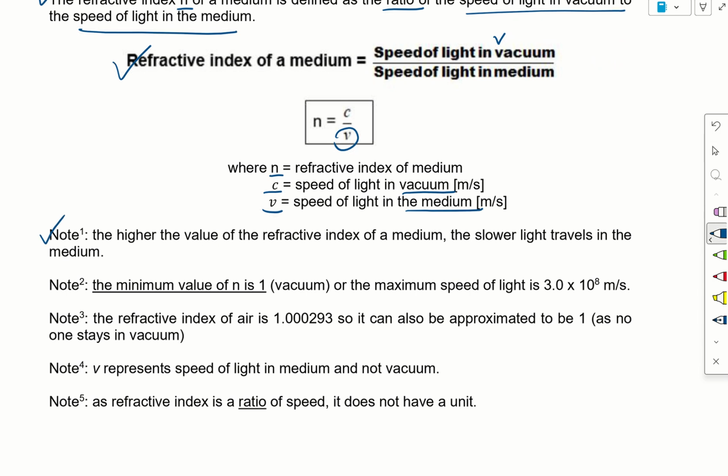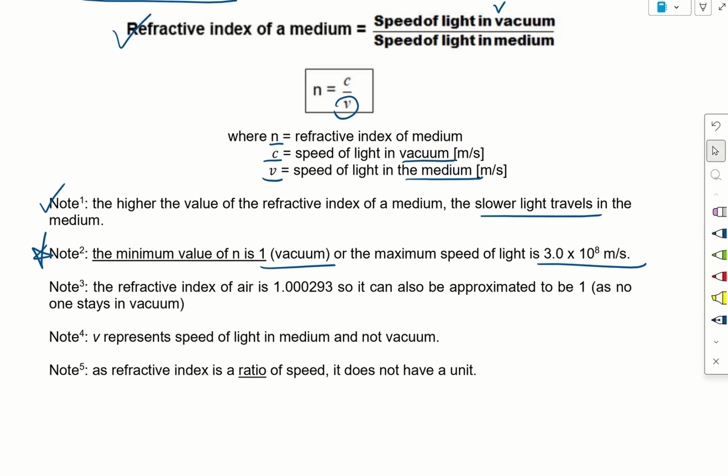Take note of this: the higher the value of the refractive index of a medium, the slower the light travels in the medium, because this is after all a ratio of the speed of light in vacuum versus the speed of light in the medium. So the higher the value, the slower the light travels in the medium. The minimum value of a refractive index is 1, and the scientists give it to the medium of vacuum. Therefore the maximum speed of light is 3 times 10 to the power of 8 meter per second.